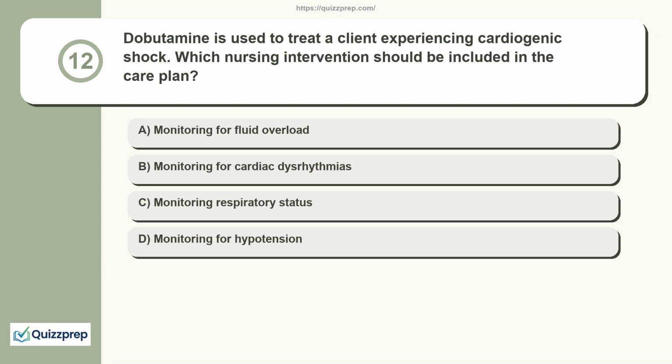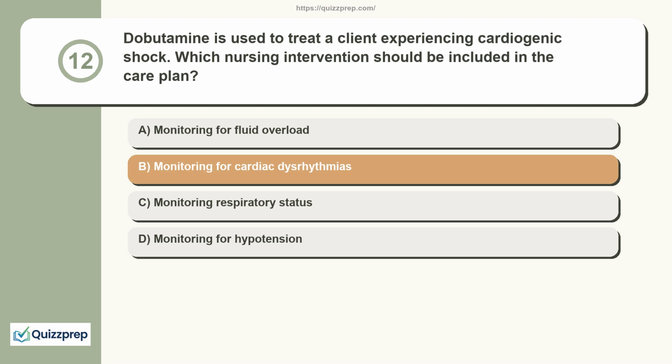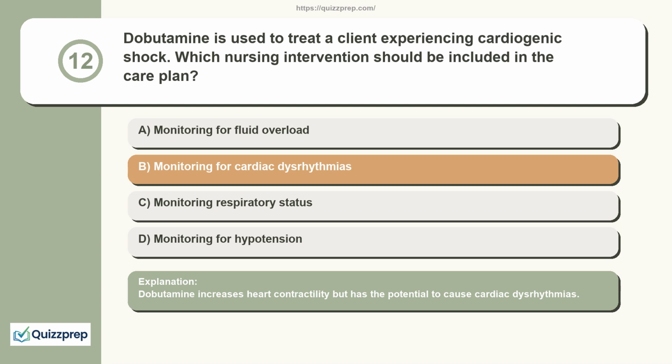Question 12. Dobutamine is used to treat a client experiencing cardiogenic shock. Which nursing intervention should be included in the care plan? Monitoring for fluid overload. Monitoring for cardiac dysrhythmias. Monitoring respiratory status. Monitoring for hypotension. Dobutamine increases heart contractility but has the potential to cause cardiac dysrhythmias.